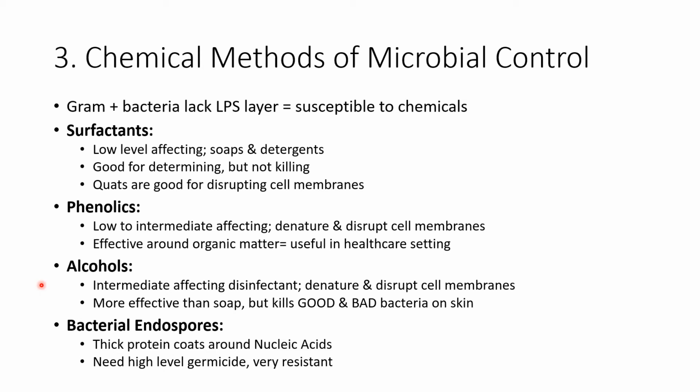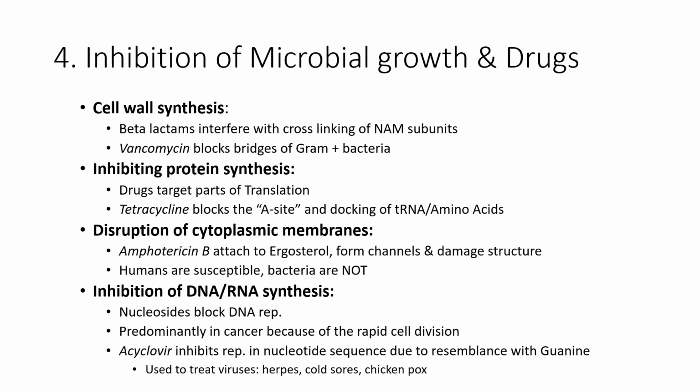These 3 methods would not be useful against bacterial endospores because these chemicals are effective on the cellular membranes of low to intermediate level microbes. Bacterial endospores have multiple thick protein coats around their nucleic acids. You would need a high-level germicide to kill these microbes since they are resistant to many chemicals.